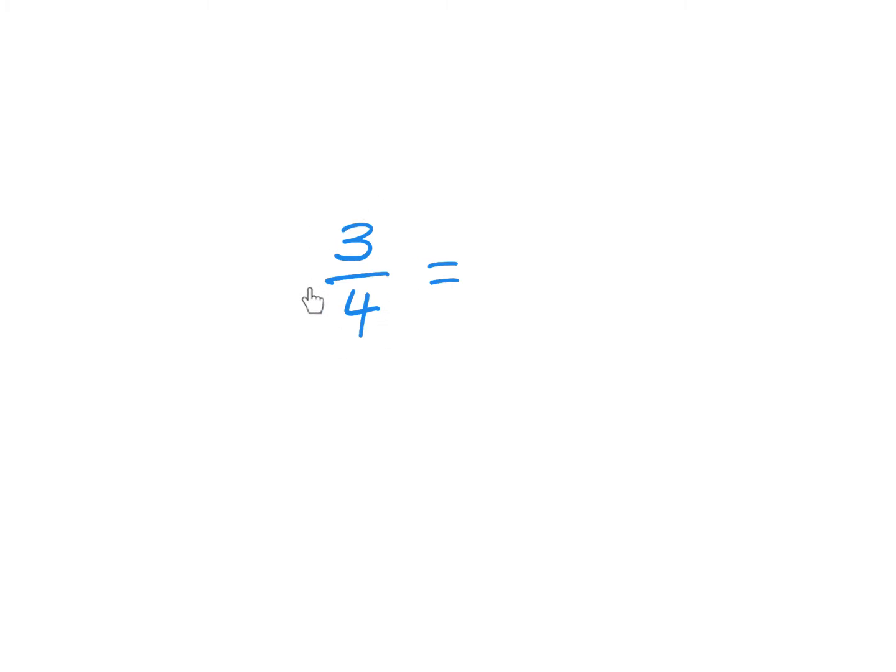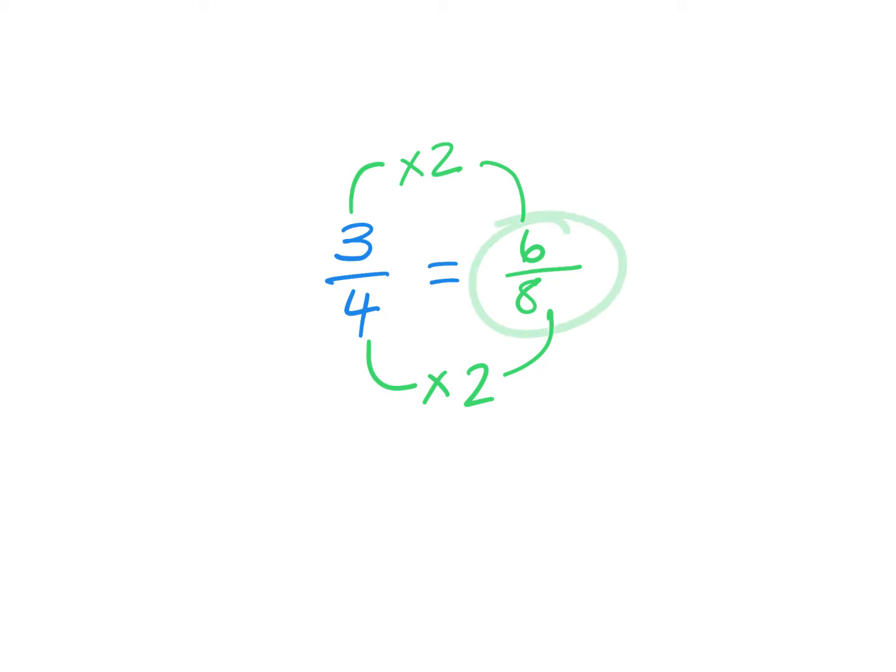In this example, I want to find an equivalent fraction of 3 quarters. So what is an equivalent fraction of 3 quarters? Well, there's a couple of things I can do here. The first thing I'm going to do is just multiply it by 2. Multiply by 2 in the numerator and multiply by 2 in the denominator. So 3 multiplied by 2 is going to give me 6, and 4 multiplied by 2 is going to give me 8. So I can say, therefore, that 6/8 is an equivalent fraction of 3 quarters.